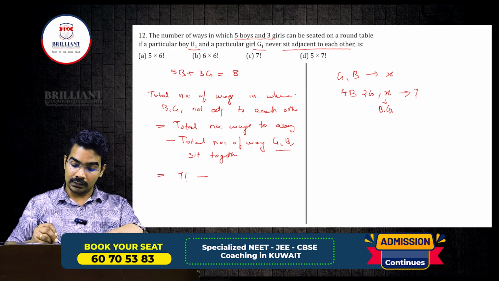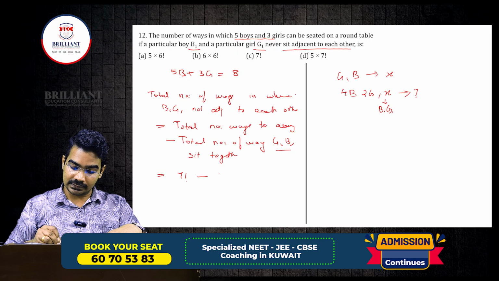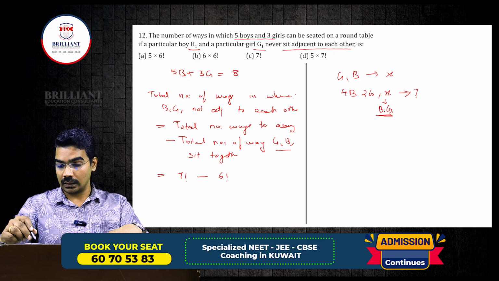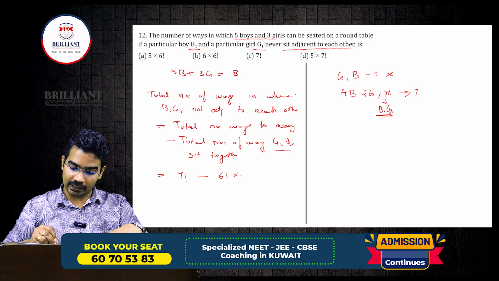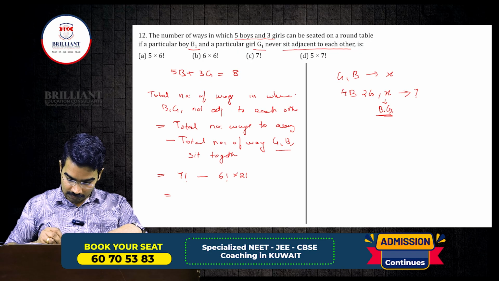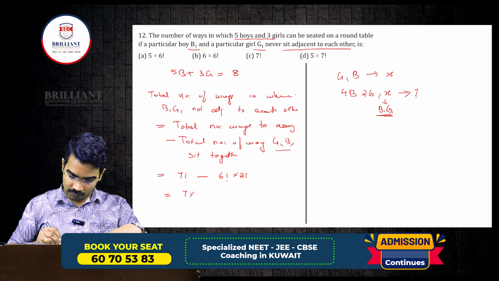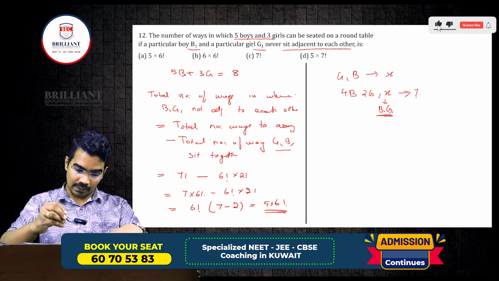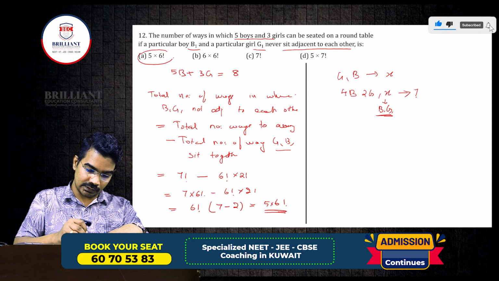That means again 7 minus 1 factorial, that is 6 factorial. But here you have to consider the permutation of two people, that is V1 and G1. So into 2 factorial. So this is 7 factorial minus 6 factorial into 2 factorial. So 7 factorial can be written as 7 into 6 factorial minus 6 factorial into 2 factorial. That is, 6 factorial I am taking as common. 7 minus 2, that is 5 into 6 factorial. So our answer is option A, 5 into 6 factorial.